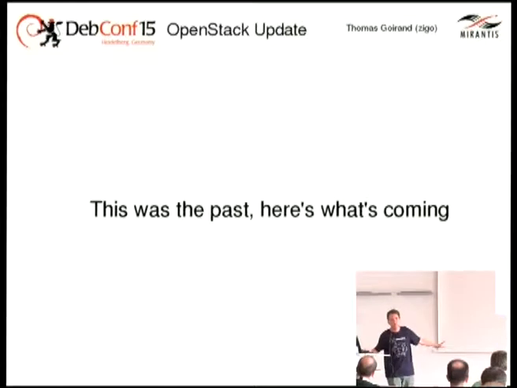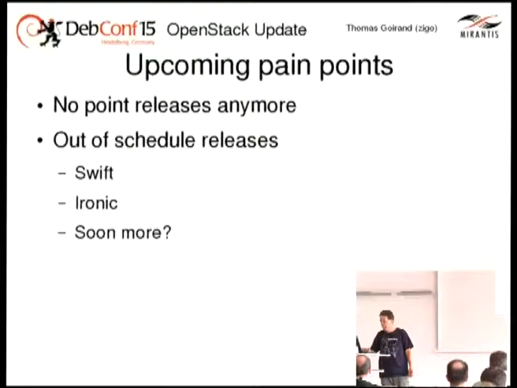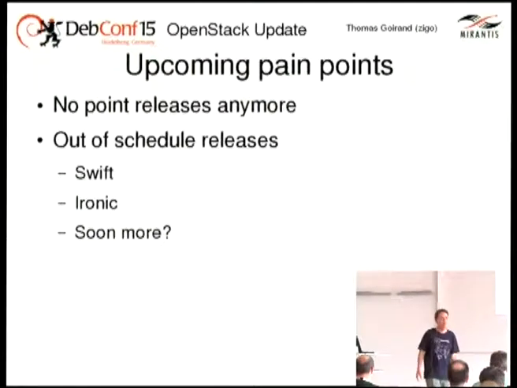So here was all the past of what happened over the last year since the last DebConf. Now I need to talk to you about what's going to happen. Previously we had integrated releases and point releases, meaning that after a stable release of OpenStack happened, we had scheduled point releases every 2 or 3 months.